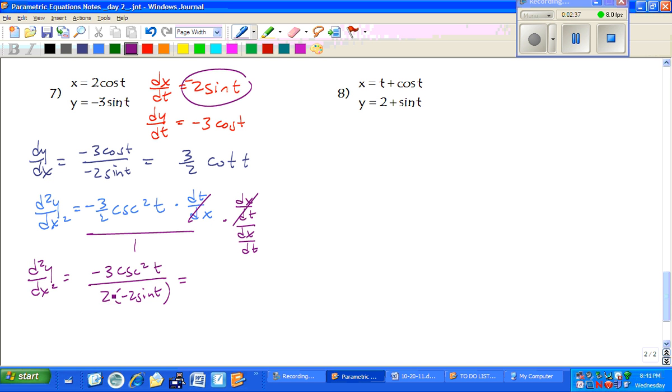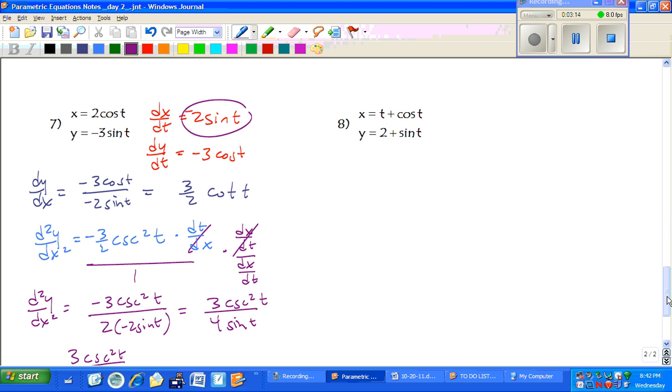So now, to simplify a little bit more, we've got negative 3 over negative 4, so that's just going to be 3/4. Sine of t on bottom, cosecant squared on top. Well, if you think about it, what's 1 over sine of t? 1 over sine of t is the same as cosecant of t. So we have 3 cosecant squared of t over 4.